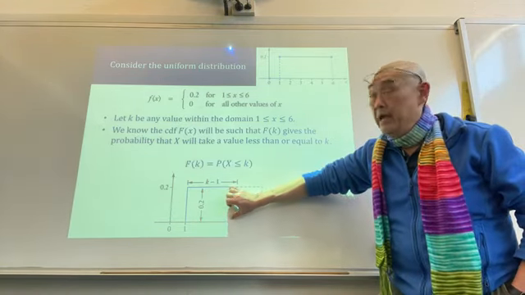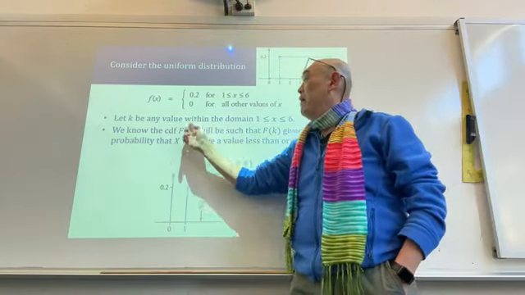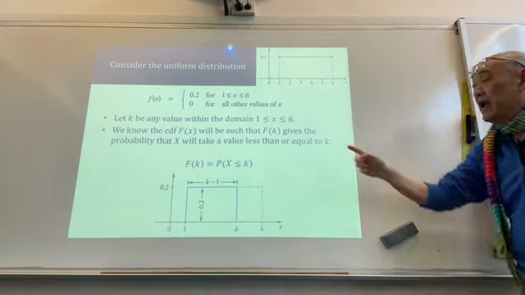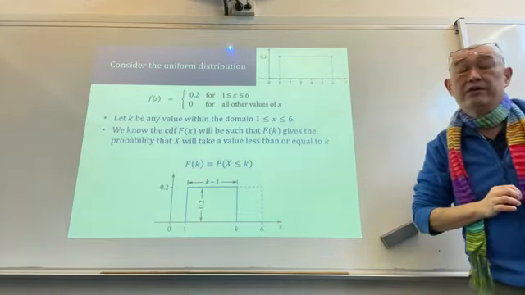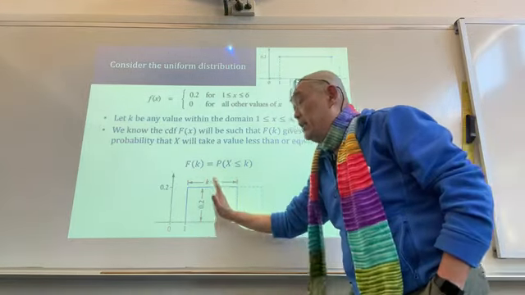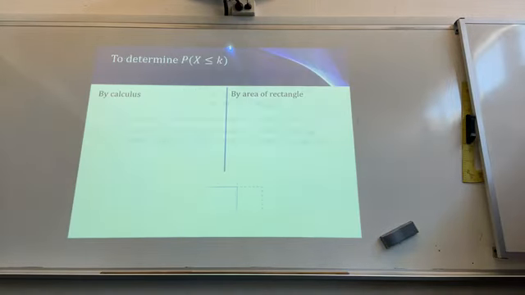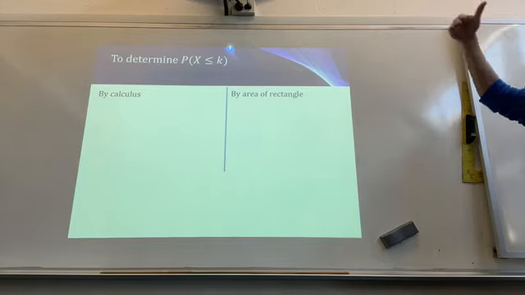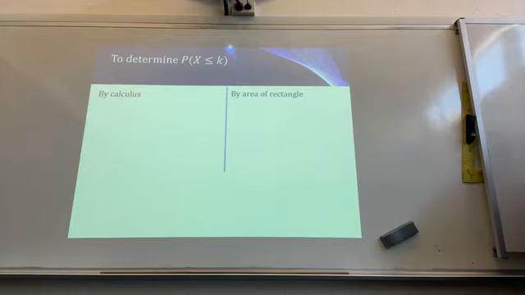So we know that the CDF, capital Fx, will be such that Fk gives the probability that x will take a value less than or equal to k. It's cumulative, so this is addition. That's what you need to know. Now, we can do it two ways to determine P of x less than k, by calculus or by area of rectangle.